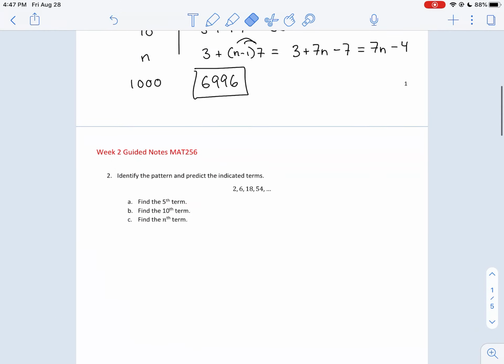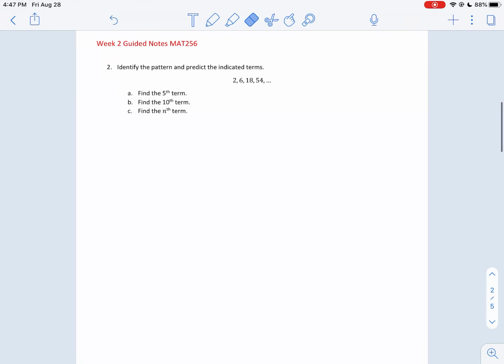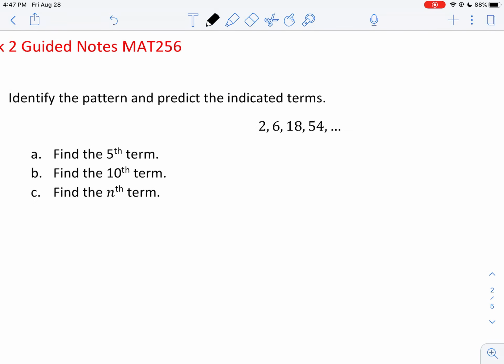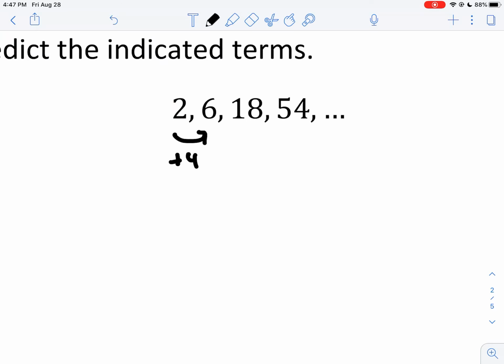All right, let's move to the next one. This is a similar instructions. Identify the pattern and predict the indicated terms. So if I'm looking at a pattern of addition, I see that we add 4 to go from 2 to 6. And then we add 12 to go from 6 to 18. Ooh, and then what do we add to 18 to get 54? Well, if I add 30, it gives me 48, and I need 6 more, so add 36.